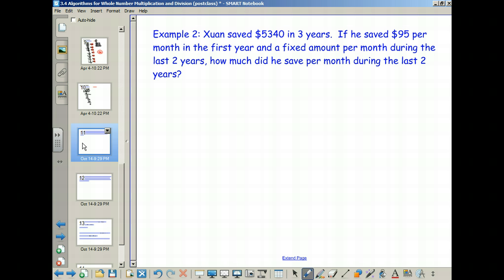Juan saved 5340 in 3 years. If he saved $95 per month in the first year and a fixed amount per month during the last 2 years, how much did he save per month during the last 2 years? So you guys are going to tell me, you encounter this problem and you're trying to figure it out, and what do you do? Right.